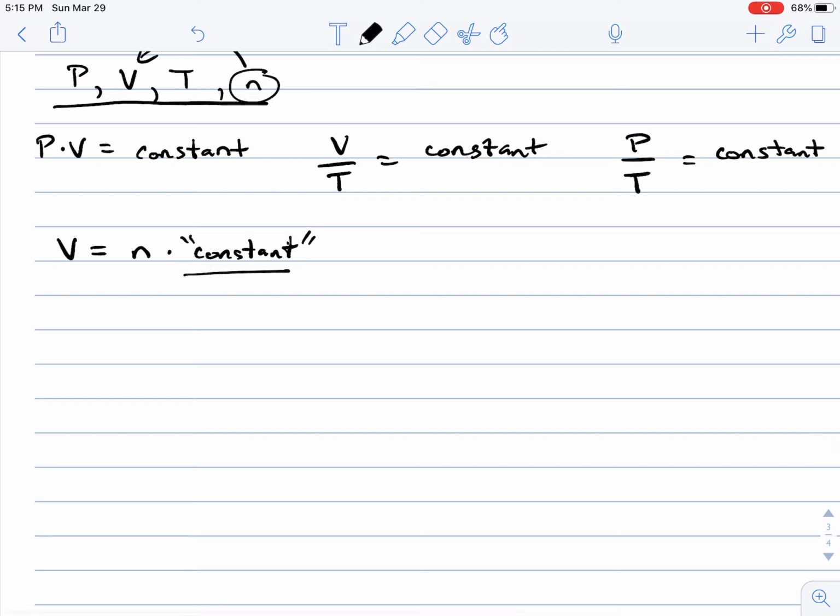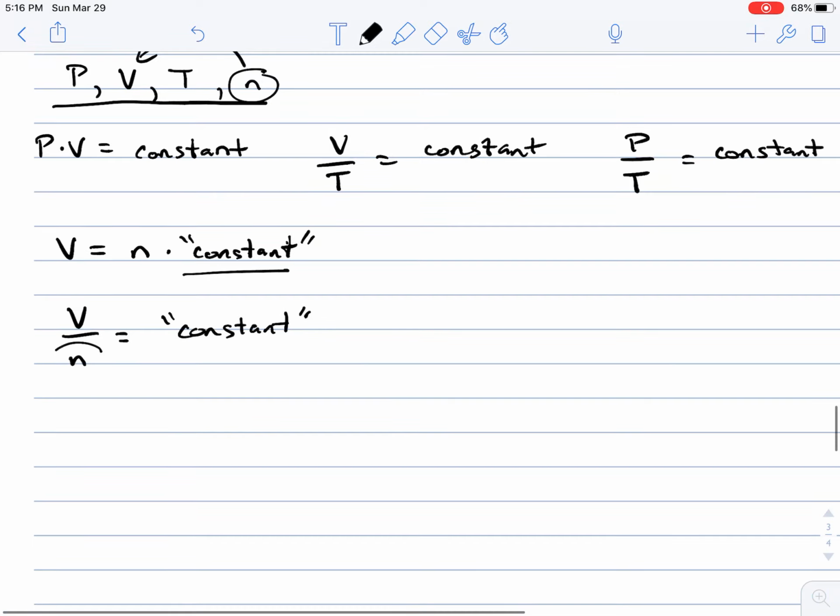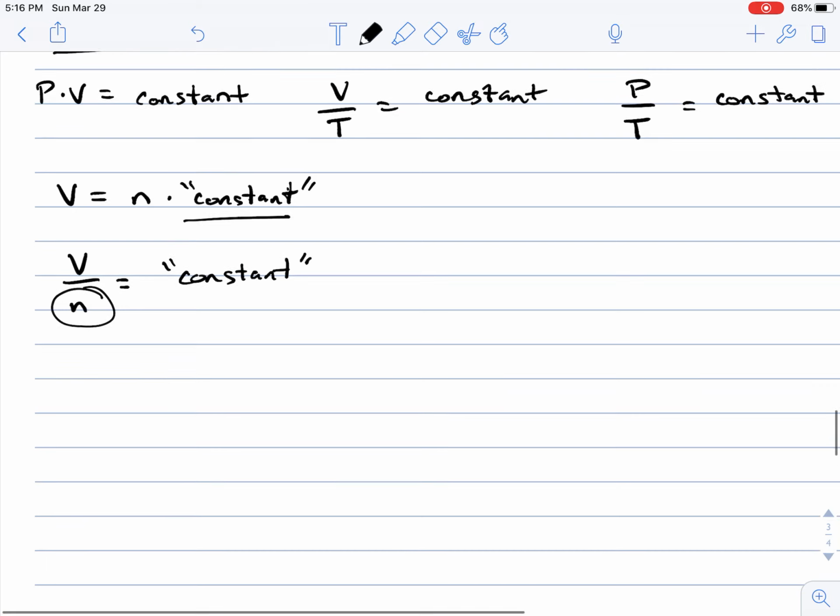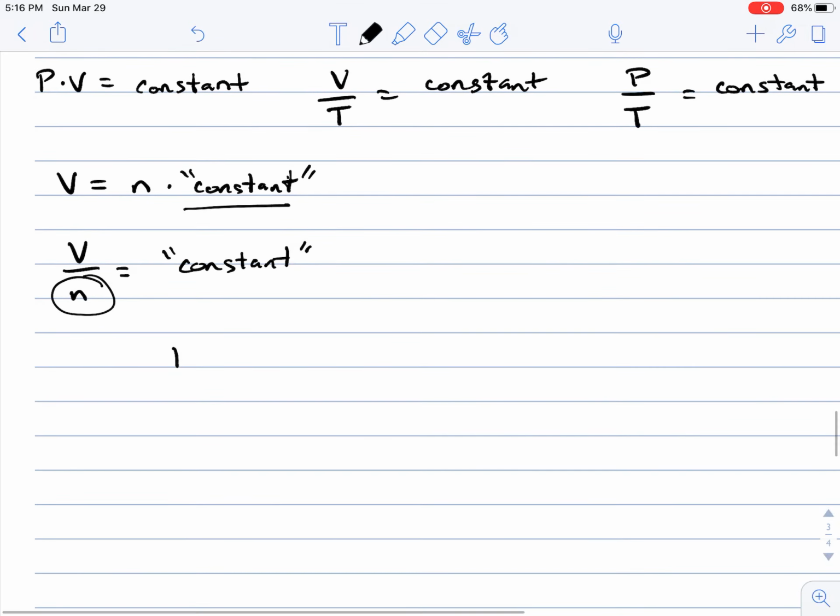So if we solve for this constant once again, V over N is equal to some constant. Notice that in this scenario, the number of moles of any gas is in the denominator. So if we incorporate that into our ideal gas law, we get P times V over T times N, and all of this is going to equal our constant.